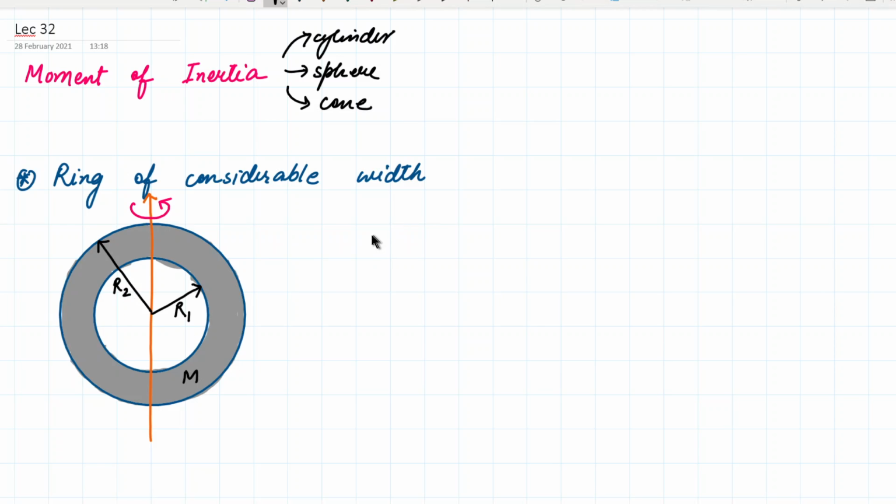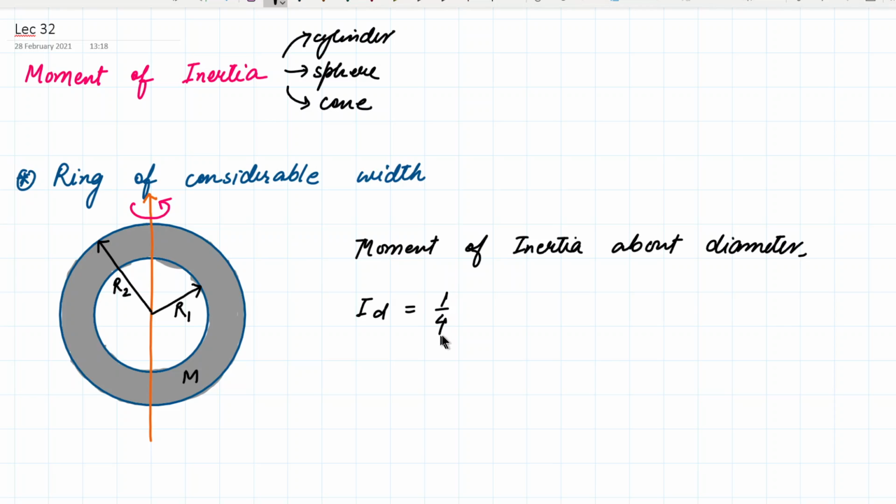Then we obtain that the moment of inertia about diameter, Id, is equal to, how much did we obtain? 1/4 M into (r1 square plus r2 square). Okay, this is what we obtained.